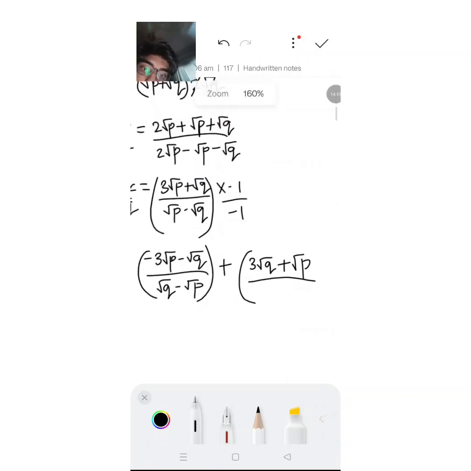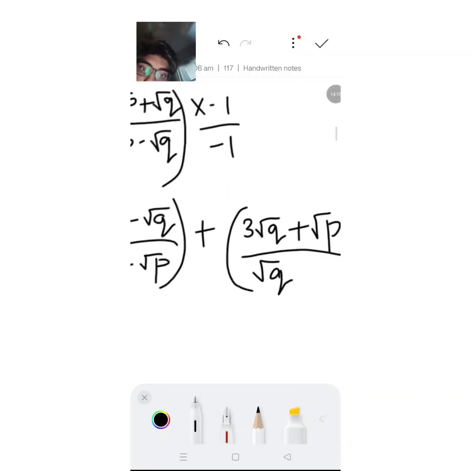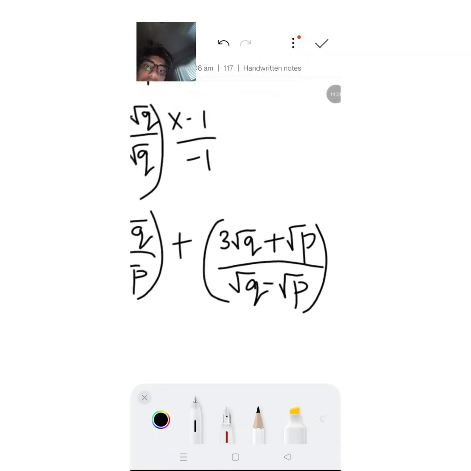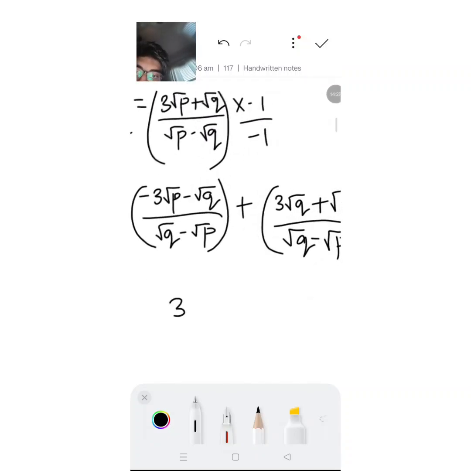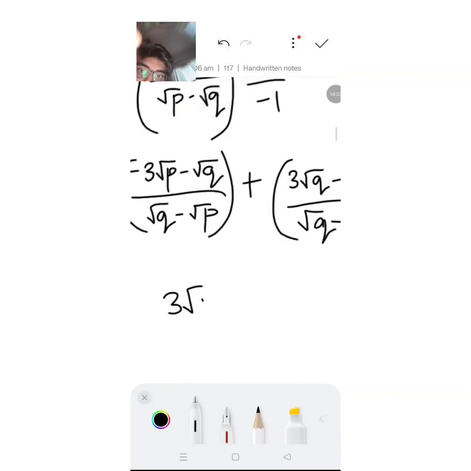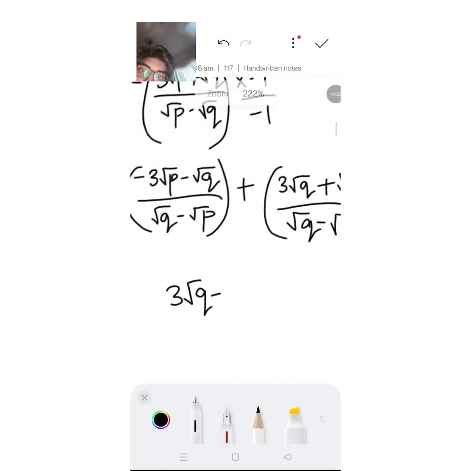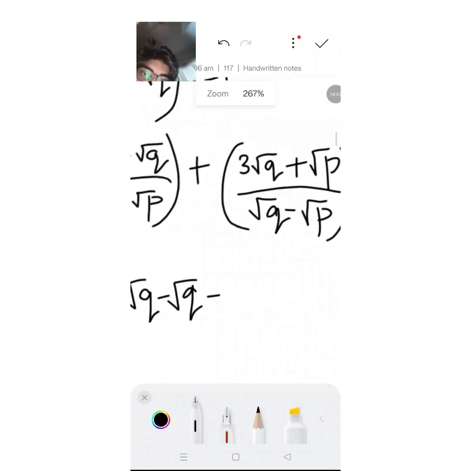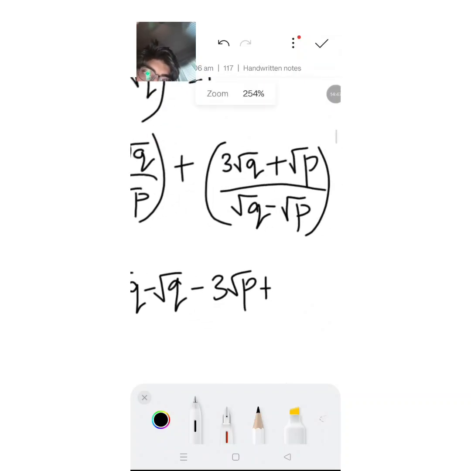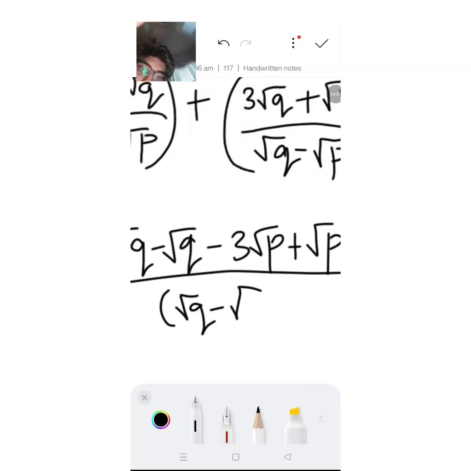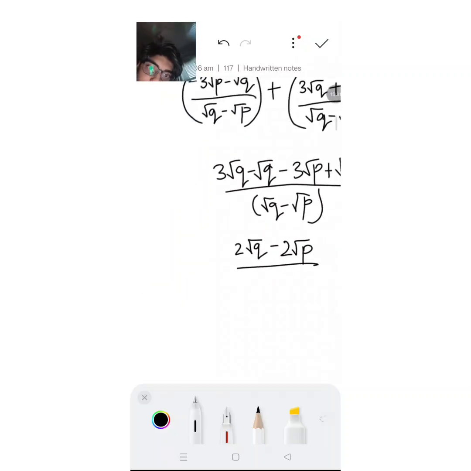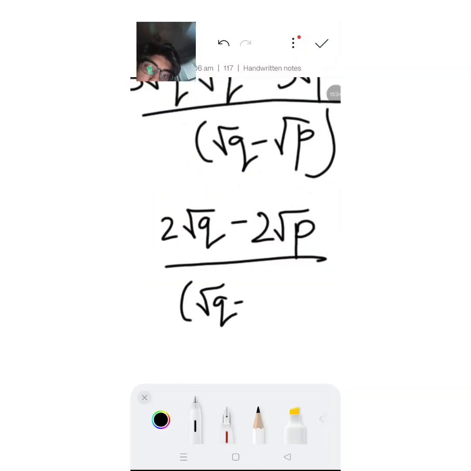And you divide by the same denominator. So root q minus root p. Yep. Okay, got it. Now you can obviously do that because the denominators are the same. So this just becomes what? 3 root q minus root q, minus 3 root p plus root p. And you're just dividing by root q minus root p. Okay, getting them mismatched. So root q minus root p.